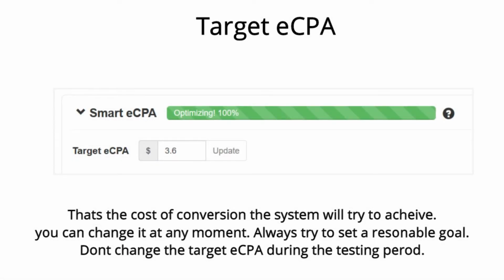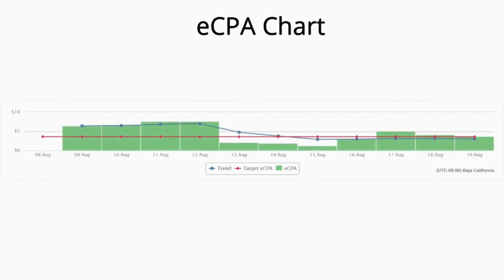You can change it at any amount. However, try to set it at a reasonable goal. It's also not advised to change the eCPA goal during the training period. However, feel free to do it with any campaign within the valid model. And then you have your eCPA chart, where you can see how your campaign is performing in real time. So the red line stands for the target eCPA that you have. If you change your target eCPA, it will be reflected in the graph as well.